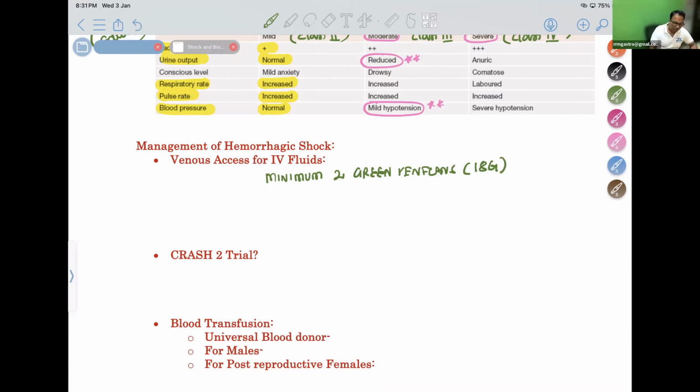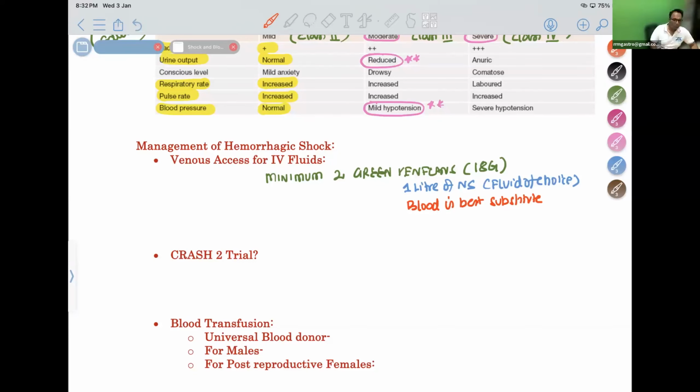There is a separate instrument-based question; Venflons will be repeatedly asked in PG entrance questions. So we put minimum 2 green Venflons and infuse 1 liter of normal saline. 1 liter of normal saline is the fluid of choice. But if blood is available, blood is the best substitute. What is the best substitute for blood loss? Blood. So if blood is given, that is the best substitute.